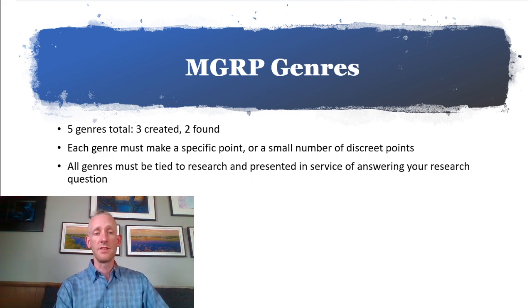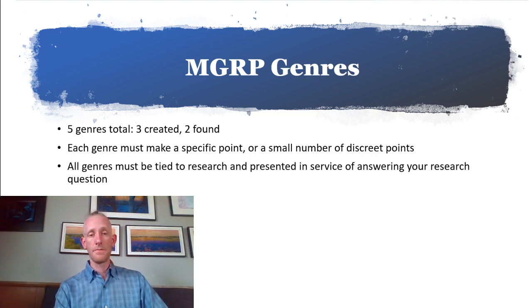We will get into the distinction between those here in a moment, but basically, did you create the genre? Did you write the article? Did you write the song? Did you make the YouTube video? That is a created genre. Did you find the abstract in a journal? Did you find the newspaper article? Did you find the song? Those would be found genres. Each genre needs to make a specific point or a small number of discrete points.